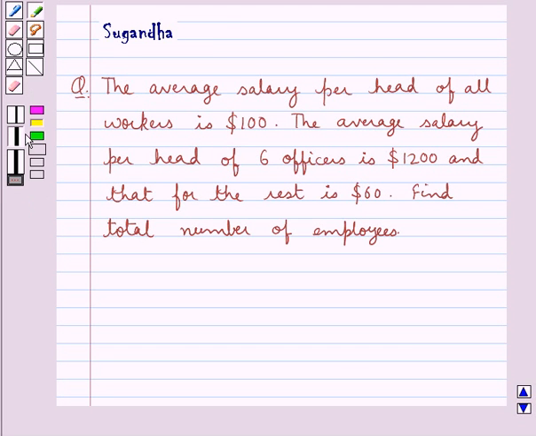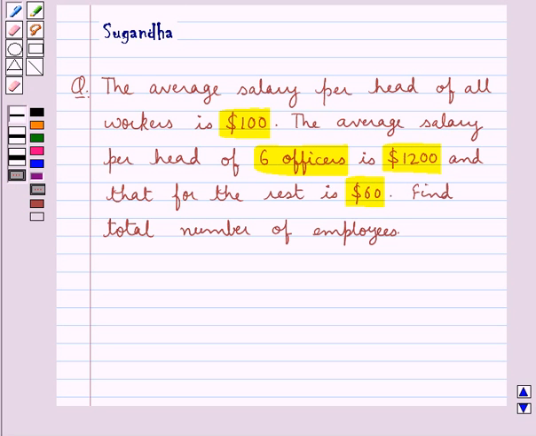In this session we discuss the following question which says the average salary per head of all workers is $100. The average salary per head of 6 officers is $1200 and that for the rest is $60. Find the total number of employees.